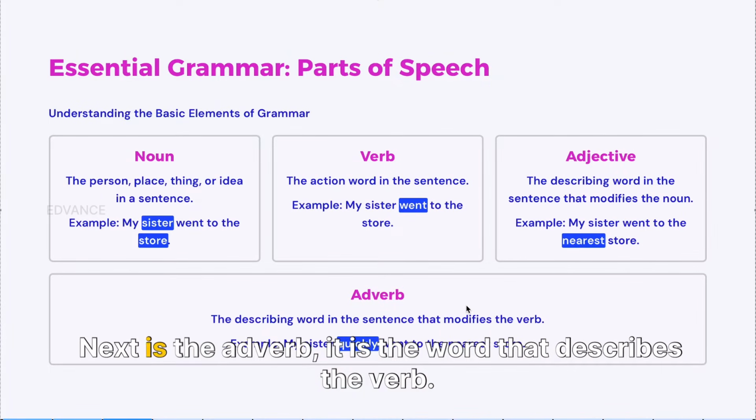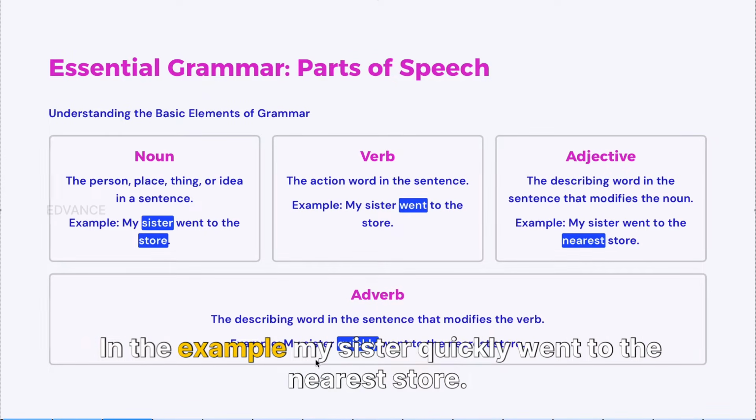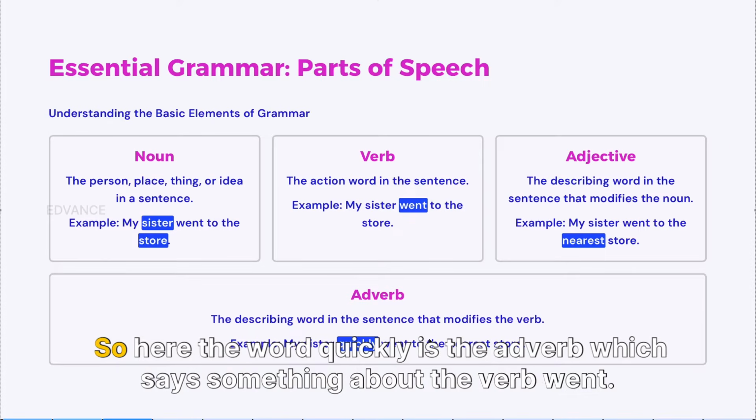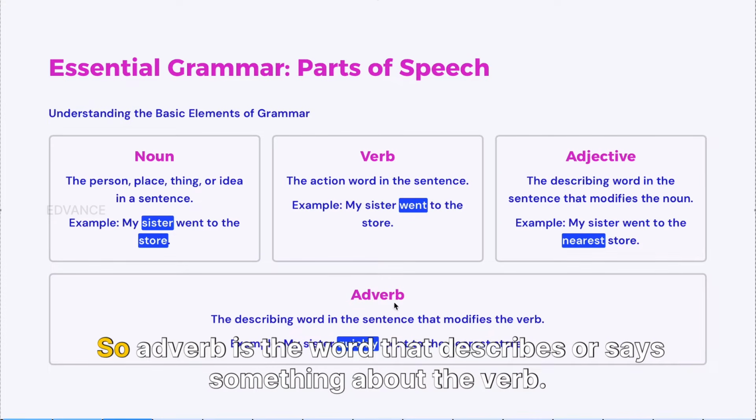Next is the adverb, it is the word that describes the verb. In the example, my sister quickly went to the nearest store. So here the word quickly is the adverb which says something about the verb went. So adverb is the word that describes or says something about the verb.